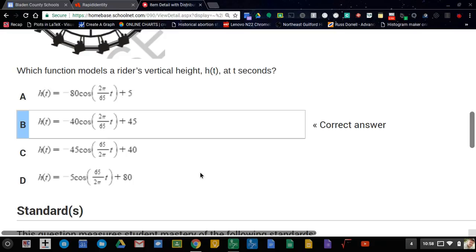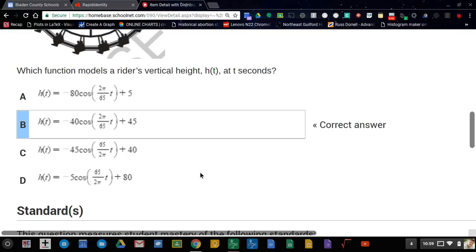What about common sense? Can you use common sense? Yes. If you graph each of these functions like A, and you only have a vertical shift of 5 and you have an amplitude of 80, guess what you're going to be doing? That Ferris wheel is going to take you underground. Does it make sense that your Ferris wheel is going to go below the x-axis? No. So you can rule out answer choice A.